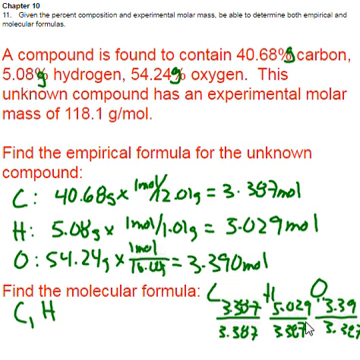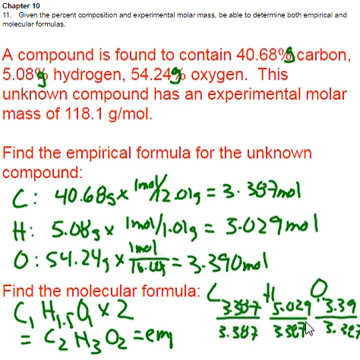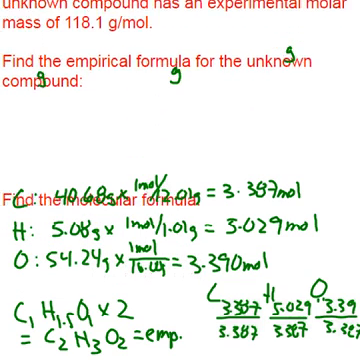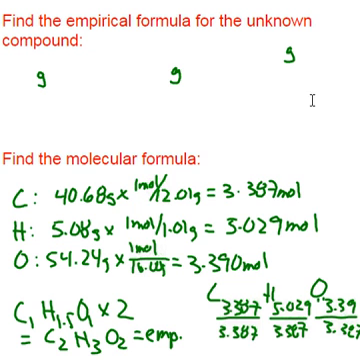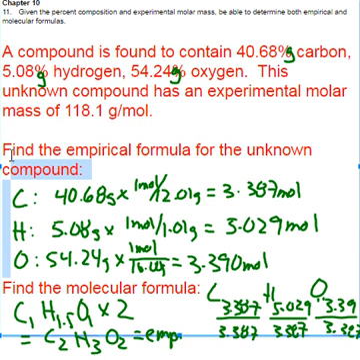So C1, H1.5, O1. So if I go ahead and multiply that whole thing by 2, my empirical formula is C2H3O2. Okay, questions so far on just the empirical? I haven't done the molecular yet. So this is my empirical formula so far.